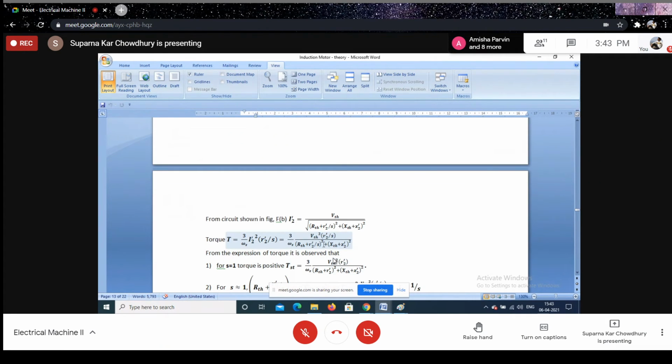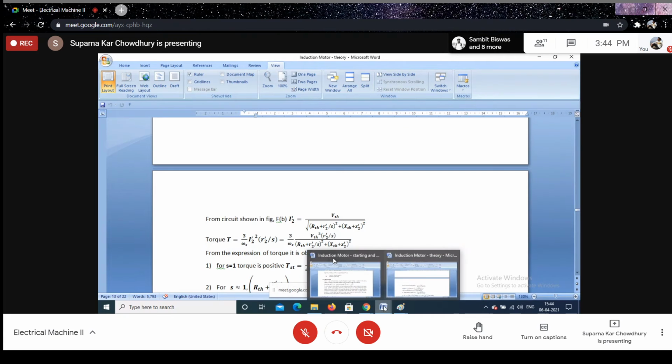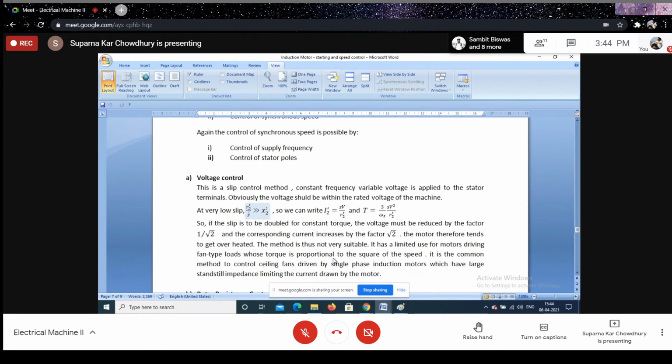So, in this expression, for very small slip, R2 dash by S is very large compared to both R1, the stator resistance, and the total X1 plus X2 dash. So if we neglect these, approximately your I2 dash will become V by R2 dash by S, so S V by R2 dash.